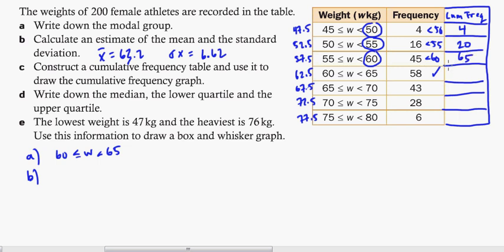So that's the cumulative frequency, the cumulative total. Then we add 58. Less than 65 would be 123. Then we're going to add less than 70, add 43, which would be 166. Then we're going to add 28, which would be 194.